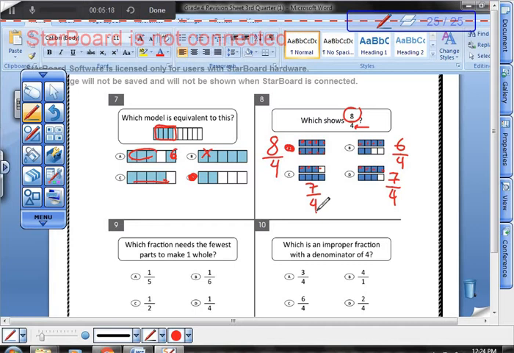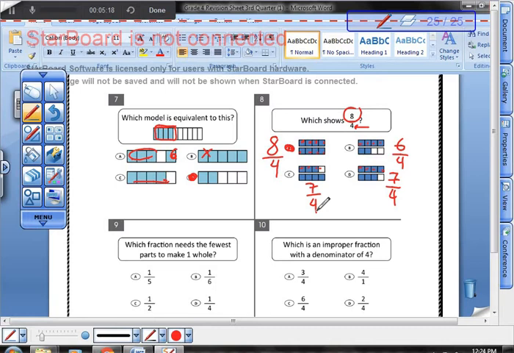Which fraction needs the fewest parts to make one whole? We have 1 out of 5, 1 out of 6, 1 out of 2, 1 out of 4. We know all of them; they are called what in grade 4? What is the name of the fraction which has 1 as numerator? It's a unit fraction.